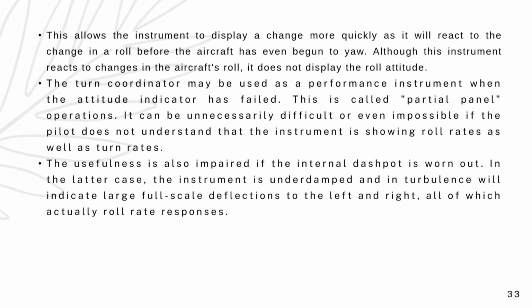The turn coordinator may be used as a performance instrument when the attitude indicator has failed. This is called partial panel operation. It can be unnecessarily difficult or even impossible if the pilot does not understand that the instrument is showing roll rates as well as turn rates. The usefulness is also impaired if the internal dashpot is worn out. In the latter case, the instrument is underdamped and in turbulence will indicate large full-scale deflections to the left and right, all of which are actually roll rate responses.